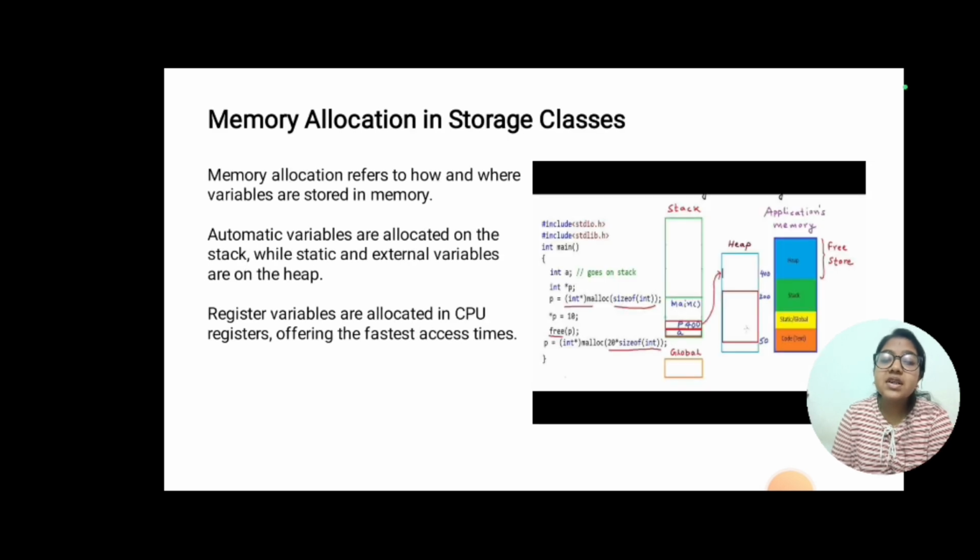Memory allocation in storage classes. Memory allocation refers to how and where variables are stored in memory. Automatic variables are allocated on the stack, while static and external variables are on the heap. Register variables are allocated in CPU registers, offering the fastest access times.